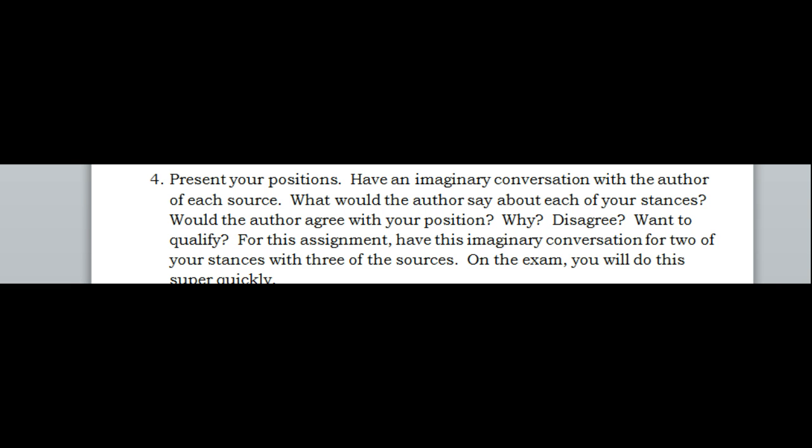So in your head on the exam, you're going to do this super fast, but you really need to think about what would these authors say about the position that I'm thinking about writing about on this paper. For this assignment, you're going to have this imaginary conversation for 2 of your stances with any 3 of the sources in that packet. So let's say that you completely agree with the prompt. So for 3 of the sources, you're going to have that imaginary conversation. Okay? Would the author agree with your position? Maybe not. Maybe the author of that source, it's obvious that they disagree with the position of the prompt. So again, 2 stances, any 3 sources. And you'll just write out basically the answers to those questions there that you see for number 4.